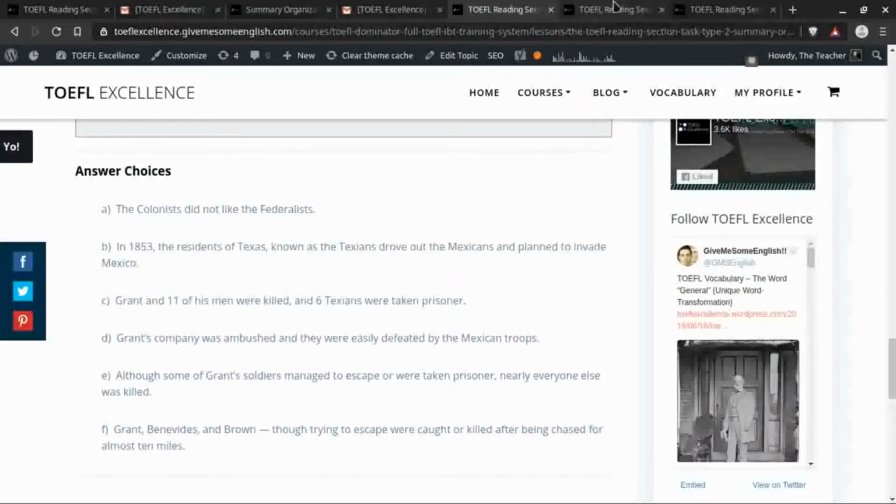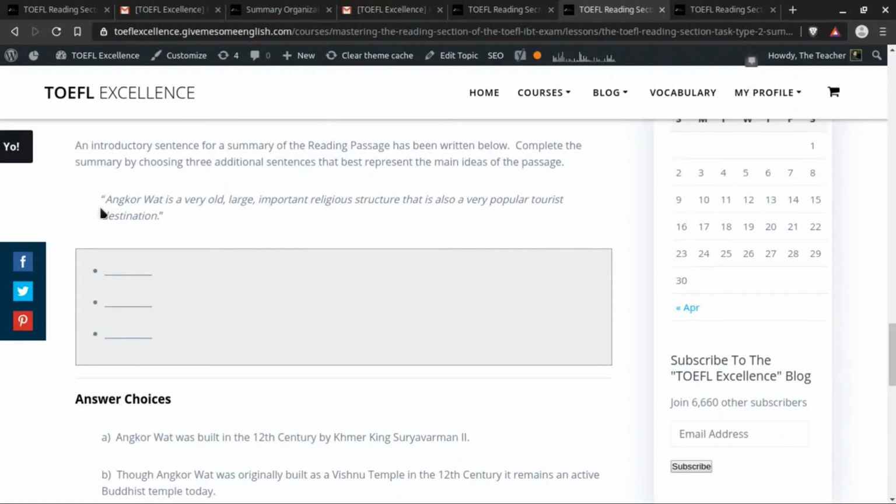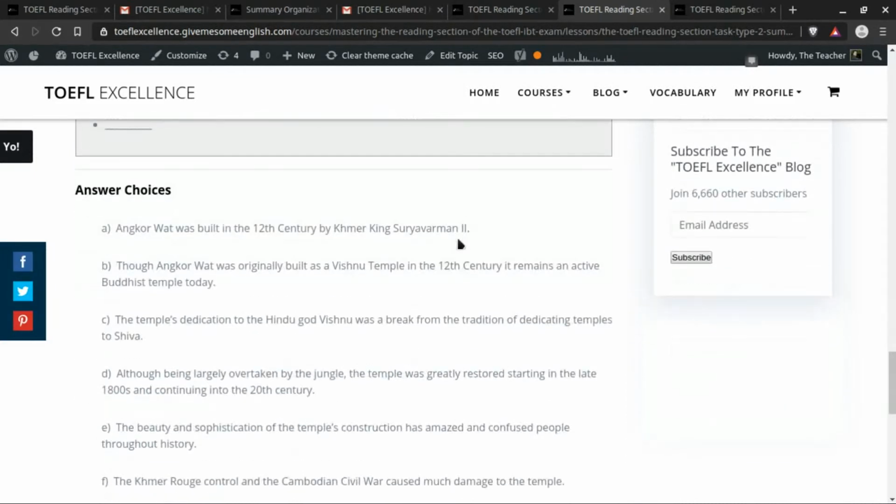Let's take a look at another example. Okay, so they have the introductory statement. Angkor Wat is a very old, large, important religious structure that is also a very popular tourist destination. Okay, good. Angkor Wat was built in the 12th century by Khmer King Suryavarman II. That's a detail. It's true, but it might be important. Though Angkor Wat was originally built as a Vishnu temple in the 12th century, it remains an active Buddhist temple today. Now, this one does contain detailed information, but if you notice here, it talks about when it was originally built and also about today.